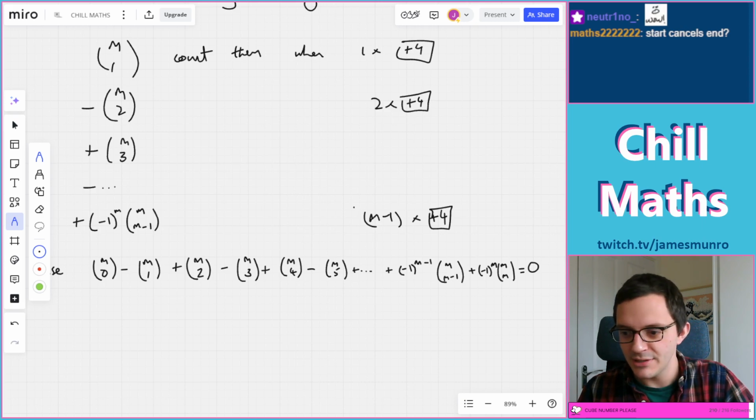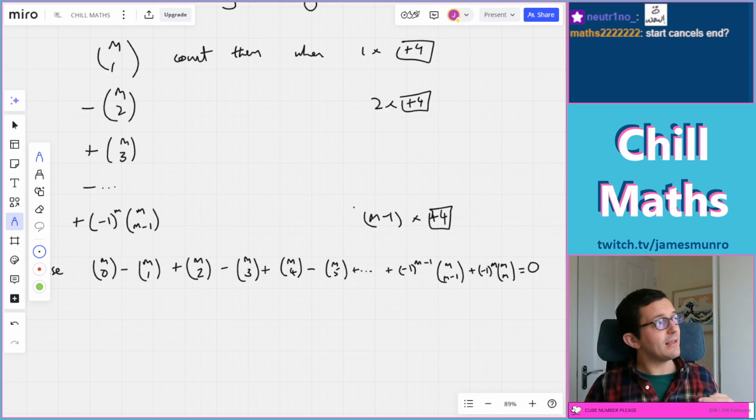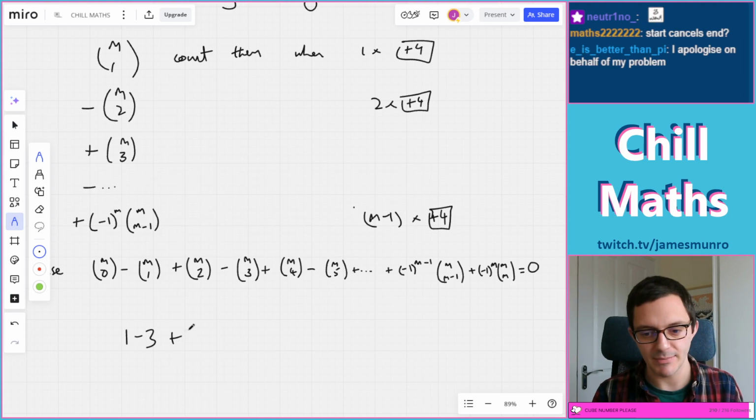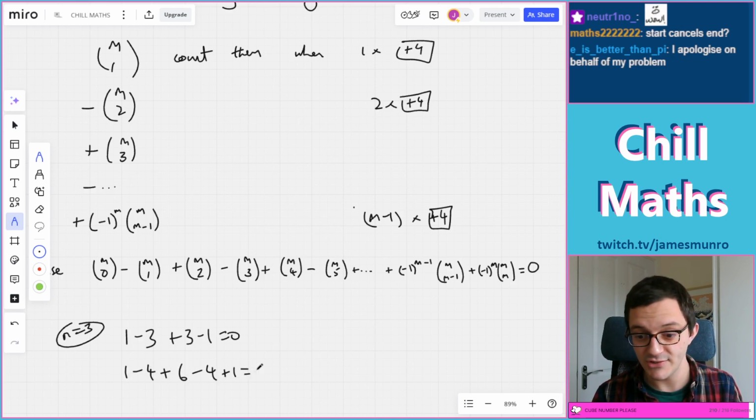Yeah, so it cancels symmetrically. That works well if you have an even number of terms. The cancellation just works. So one of my claims on the board here is that 1 minus 3 plus 3 minus 1 is 0. That's the m equals 3 case, which is not very exciting. Maybe a more interesting case is that 1 minus 4 plus 6 minus 4 plus 1 is 0, because that's 8 take away 8.